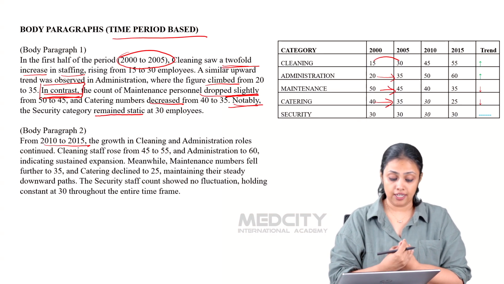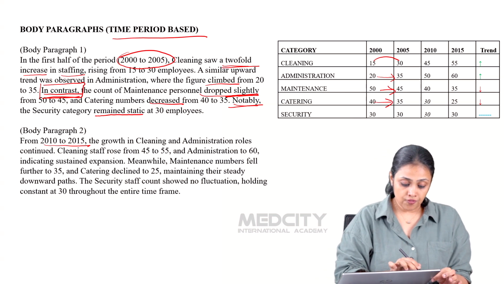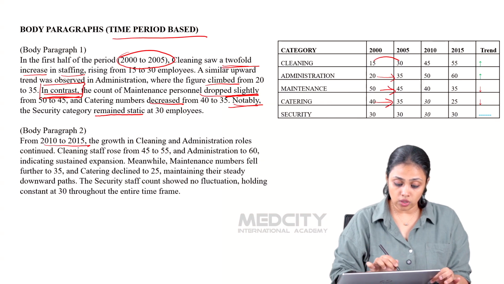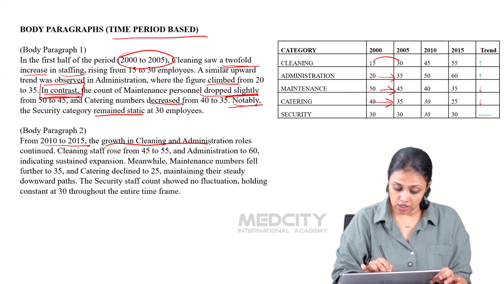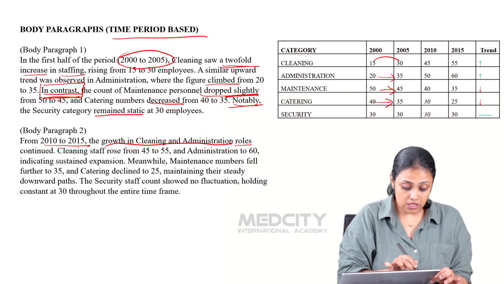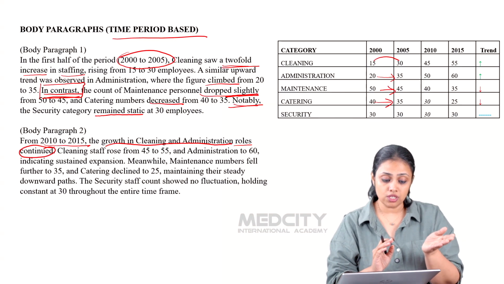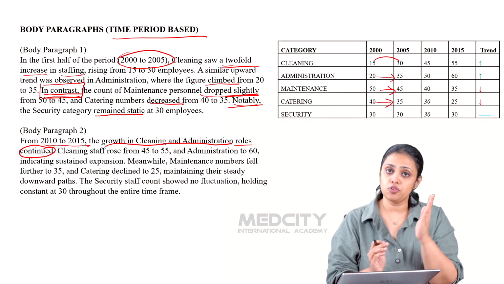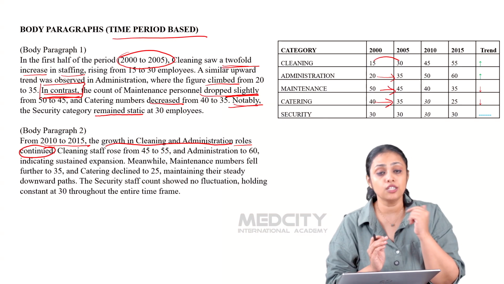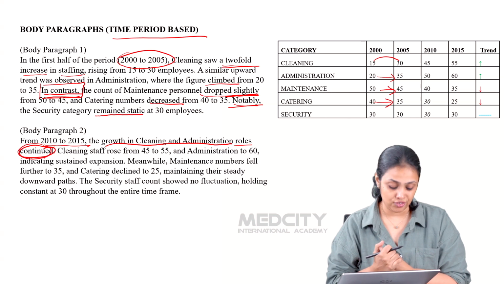Now let's move on to body paragraph 2, that is the values from 2010 and 2015. From 2010 to 2015, the growth in cleaning and administration roles continued. See the sentence construction. The growth in cleaning and administration roles continued, because in the first paragraph also what we have mentioned, in 2000 and 2005, the number of staff in cleaning and administration showed an increase. So the same trend is being continued in 2010 and 2015. So you can use such phrases to create a more impactful writing.